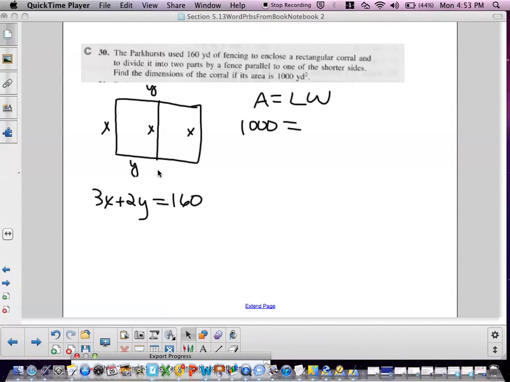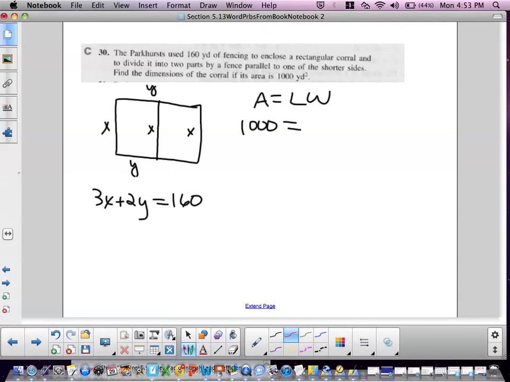This is a sea level problem, and you'll see why. This problem requires two variables to get started. So I have a fence, and I've used 160 yards to build this fence. It's a rectangular fence, and I've got three parallel pieces of the fence, and I'm representing those lengths by x.